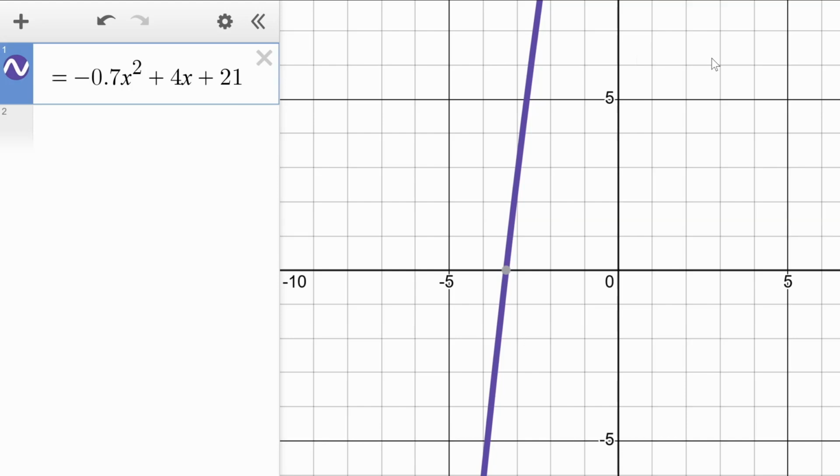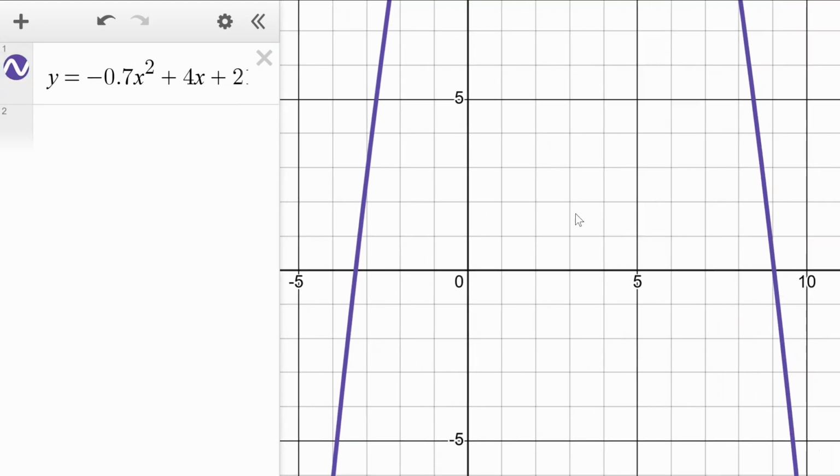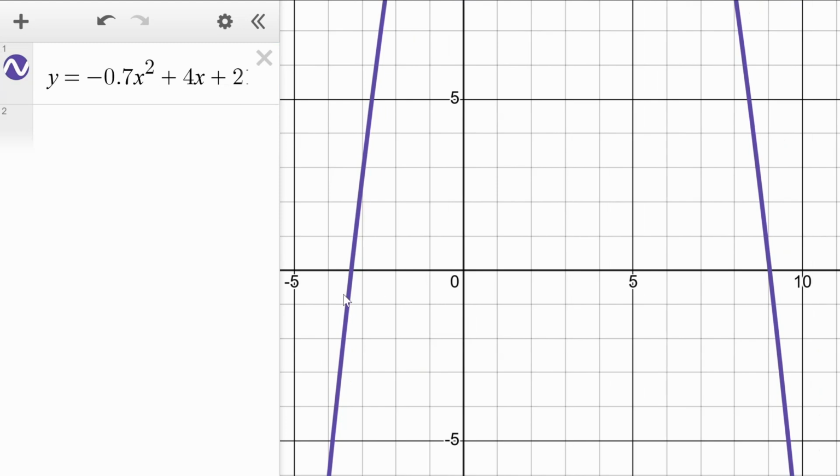So we need to change things around here. What I'm going to do is move it to the left here, and then I can see both parts here, both x-intercepts. And you can kind of tell by the way it's sloping there that the vertex is going to be up above. I want to see that.